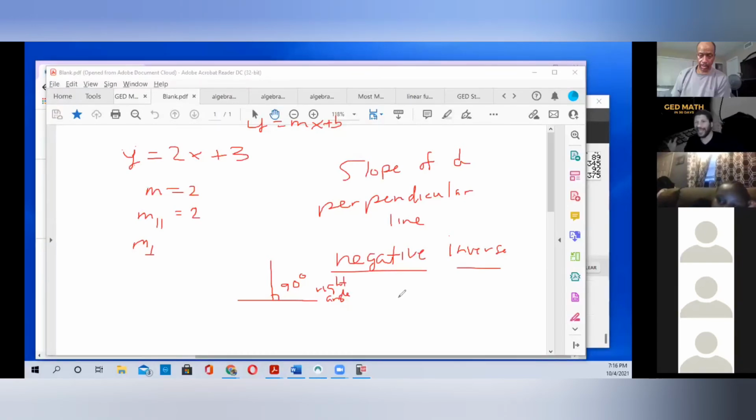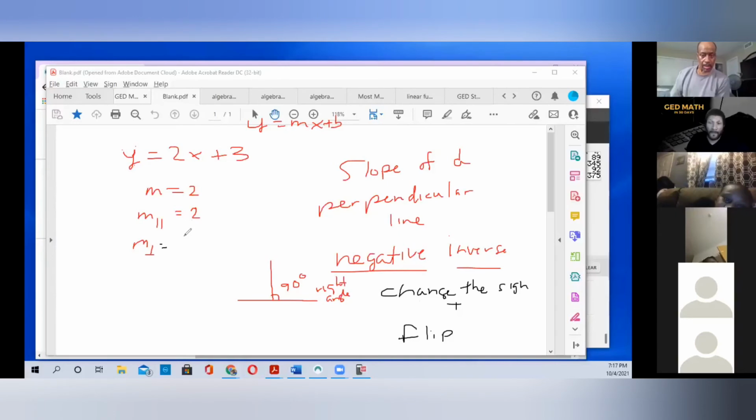Well, I'm going to give it to you in layman's terms. Change the sign, flip it. Let me write that down. So the negative inverse: change the sign and flip it. So if the slope is positive 2, what's the opposite of positive? Negative.